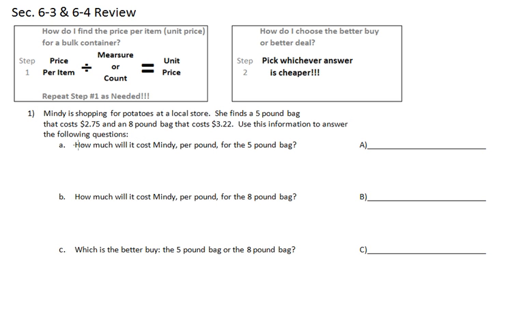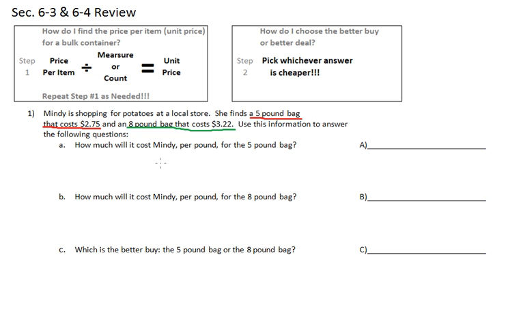Instead of using boxes of cereal in ounces, in this problem, we're going to use pounds. Sometimes you can use pounds, sometimes you can use ounces. There are a variety of ways to do these problems, but for this problem, we're going to use pounds. Mindy is shopping for potatoes at a local store. She finds a 5-pound bag that costs $2.75. She also finds an 8-pound bag that costs $3.22. We're going to use this info to answer the following questions.